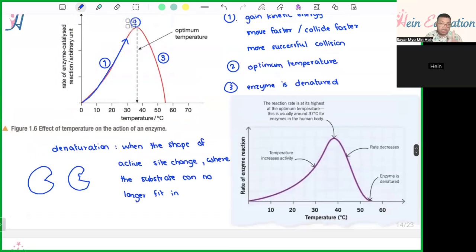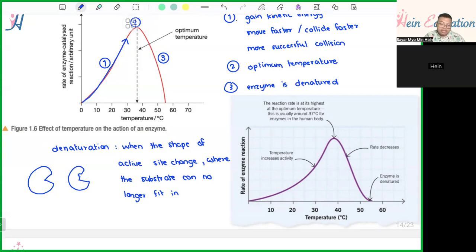I'll repeat one more time. As the temperature increases, the rate of reaction also increases because the molecules gain more kinetic energy, so they move faster and have more successful collisions, and they will reach the optimum temperature where the reaction is the highest, the fastest, the greatest. Beyond the optimum temperature, the enzyme is said to be denatured. Denature means the shape of the active site changes and the substrate can no longer fit in, and the rate of reaction will drop.